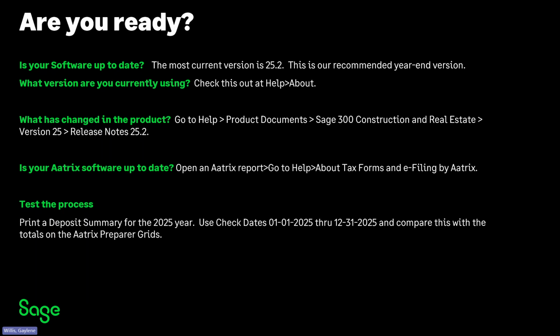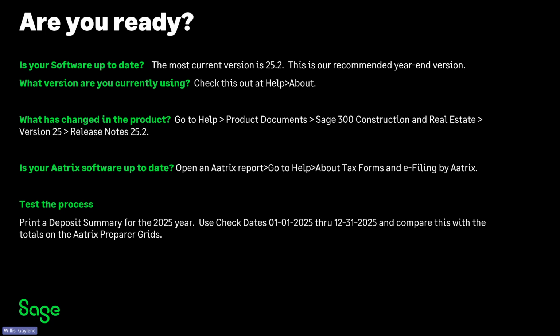So are we ready? When we talk about are we ready, we want to look at our software. Is our software up to date? The most current version is our 25.2. This is our recommended year-end version. Unsure of what version you're currently using? You can find out by opening up any application or the desktop and going to Help and About.